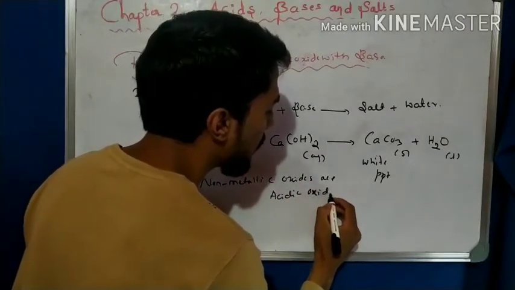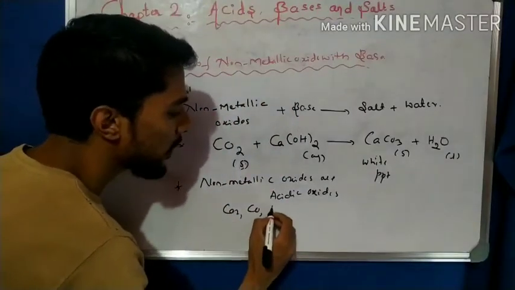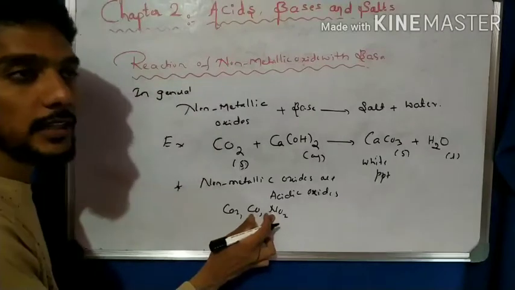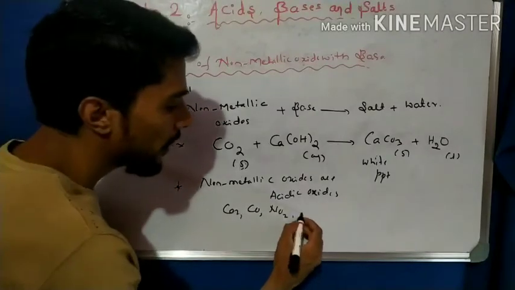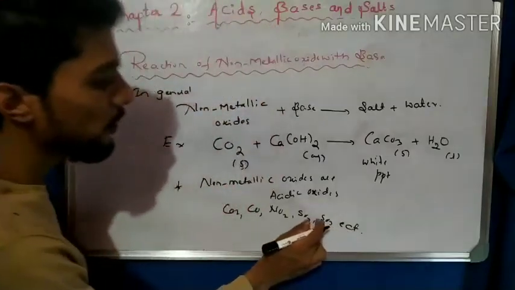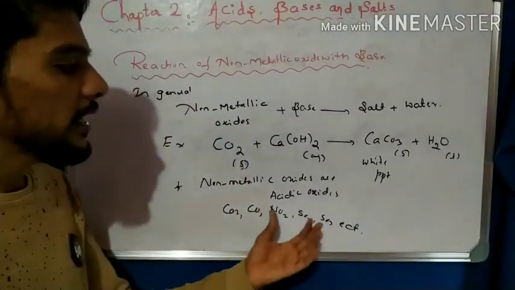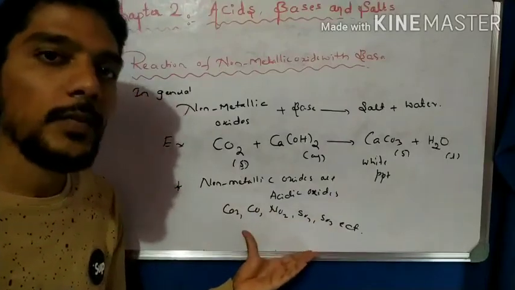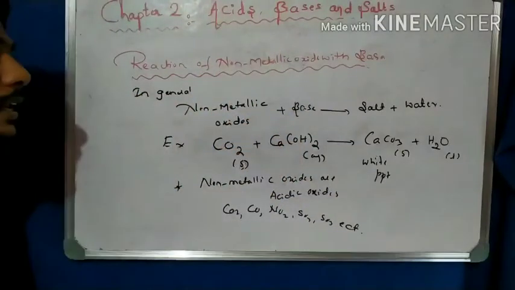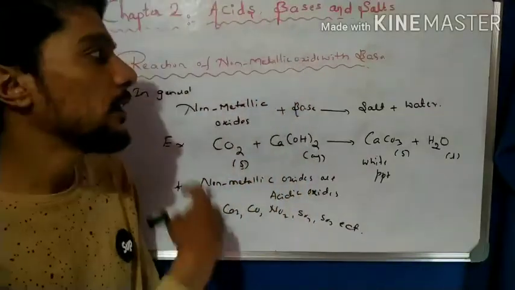Other examples are carbon dioxide, carbon monoxide, nitrogen dioxide, that is acid rain, and sulfur dioxide, etc. All these are what? Sulfur non-metal, nitrogen non-metal, carbon non-metal. So these oxides are acidic in nature. That is why we call it acid rain. So this is all about the reaction of non-metallic oxide with the base.